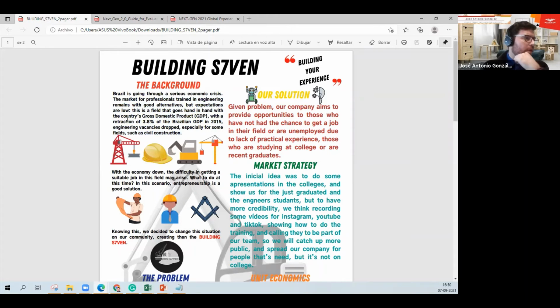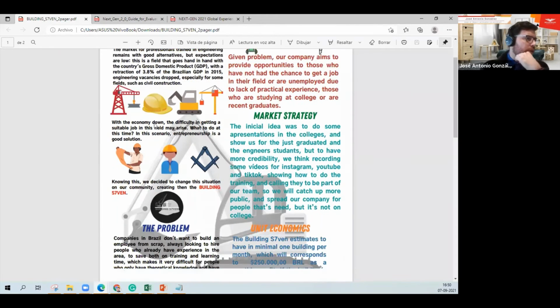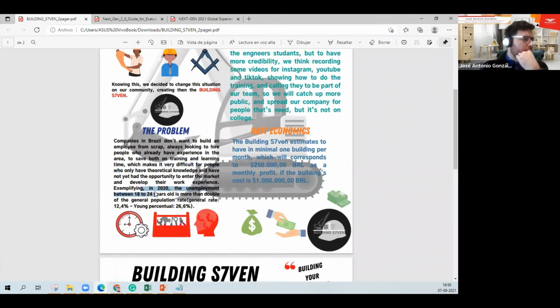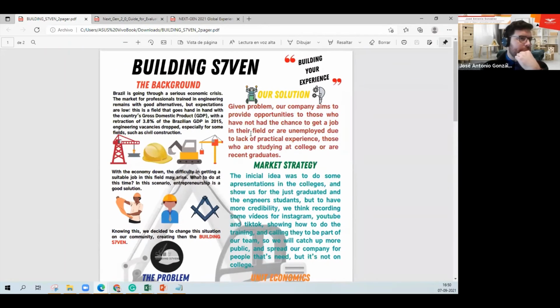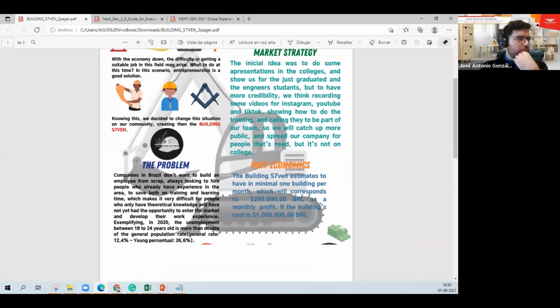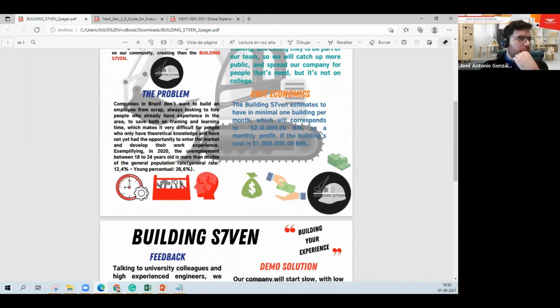Okay, the background, okay, Brazil is going through construction, many needed, growing industry, all right. The problem, okay, same as before. Our solution, okay, same as before. Needs to do some presentation in this college, okay, same as before. This buildings have to run a minimal 1 building per month, which will correspond to 200,000 and 500,000 of Brazilian reais, okay, as monthly profit.